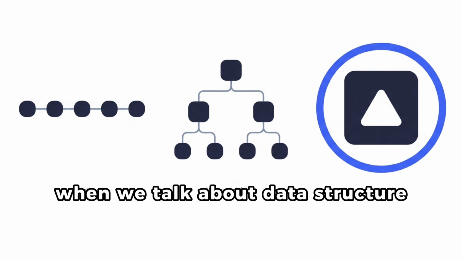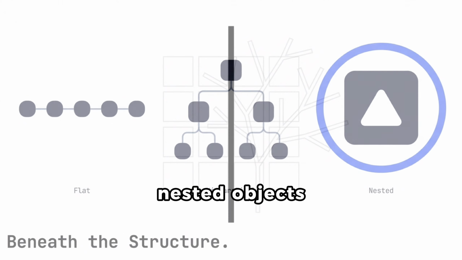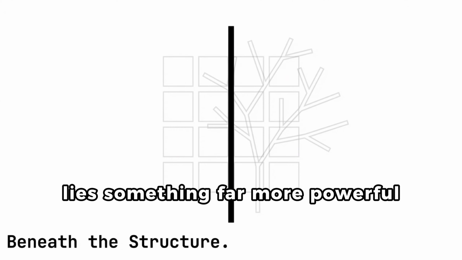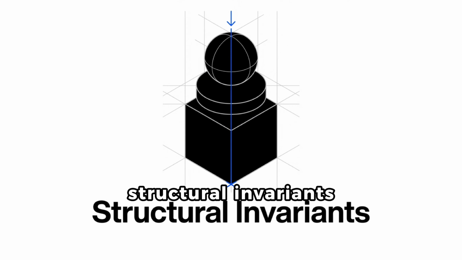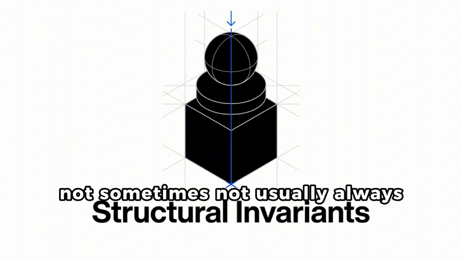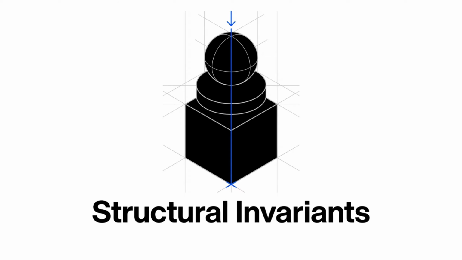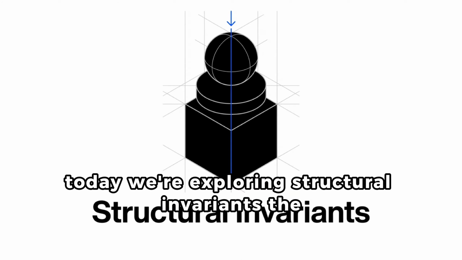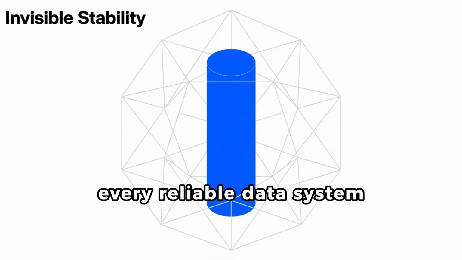When we talk about data structure, we usually focus on shape: tables, trees, graphs, nested objects. But beneath the visible structure lies something far more powerful and far more important: structural invariants. These are the rules that must always remain true. Not sometimes, not usually, always. And without them, your data structure doesn't just weaken, it collapses. Today, we're exploring structural invariants, the hidden stability guarantees behind every reliable data system.